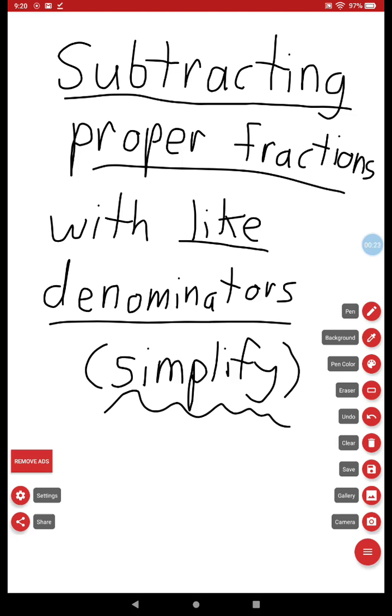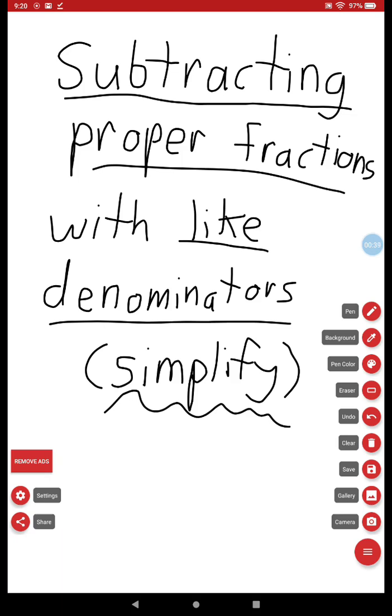If you need a review on how to simplify, I made that extra math video posted last week. It should be on your flash drives this week. Simplifying fractions, extra math video. Okay, well, let's jump into it.